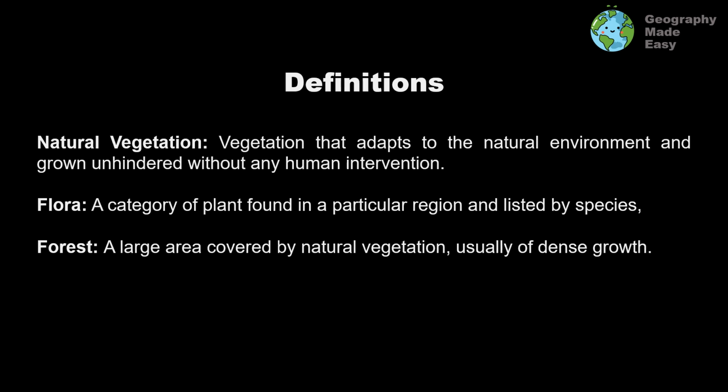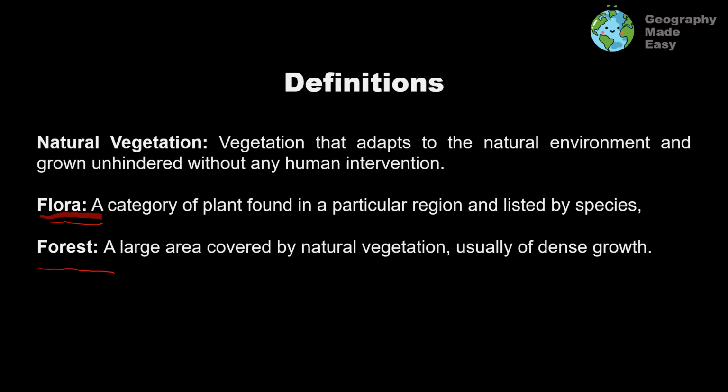Natural vegetation can be divided into two components. One is the flora and the other is the forest. What is flora? Flora is a category of plant, a particular species of plant that is found in a particular region. For example, we can have Sundari trees as a species which is found in the Sundarban area.